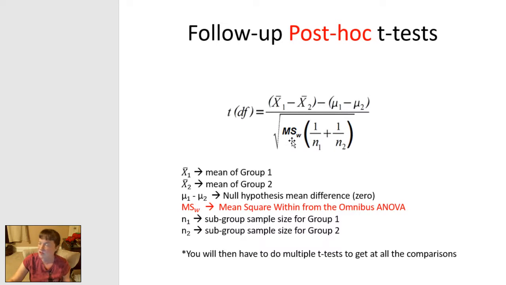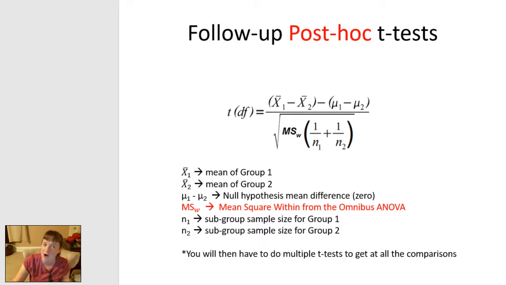But notice that there's no more pooled variance. Instead of calculating pooled variance, we use the error variance. We use the mean square within as our best estimate of the total amount of variance in the population. This stands in for pooled variance. If you've already calculated the overall ANOVA, then you can already plug this in. Super easy. Then you go 1 over n, 1 over n, and you calculate the follow-up t-test exactly like you would for the independent samples t-test.